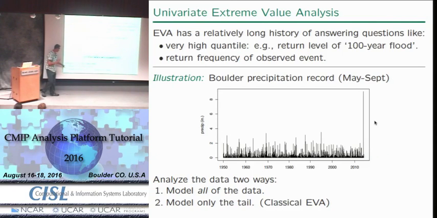I'm going to analyze the data in two ways. I'm going to model all of the data. So I'm going to do the thing that I just said don't do. I'm going to take the entire data set, I'm going to fit a distribution to that data set, and I'm going to try to estimate how rare was that Boulder event. And then I'm going to do the same where I use extreme value analysis.